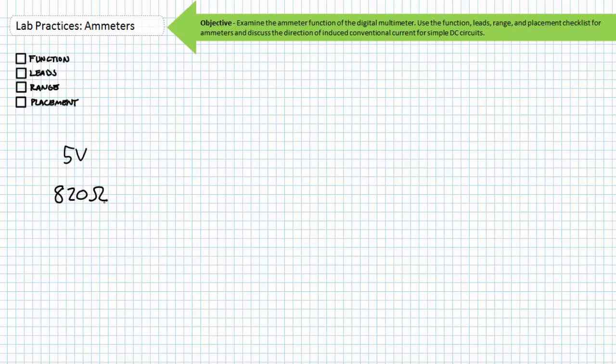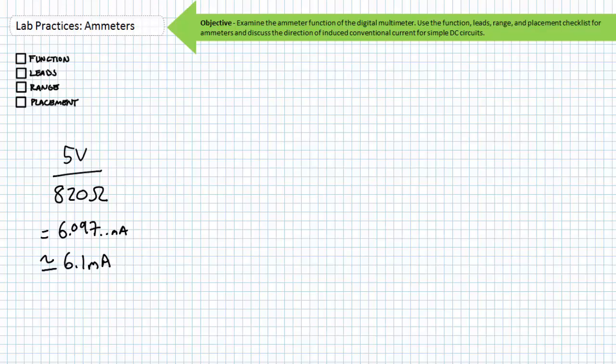What is the current you'd expect to observe for a 5-volt drop across an 820 ohm resistor? Ohm's law states that current is equal to voltage divided by resistance. 5 volts divided by 820 ohms is approximately 6.1 milliamperes of current. Let's use the BK Precision and the function, leads, range, and placement checklists to measure and display the current for this circuit.